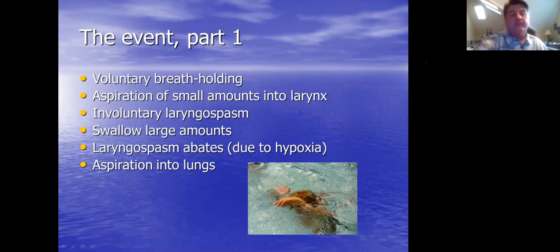What does the event look like? Well, first off, there's part one, which is voluntary breath holding. You get small amounts of aspiration of water into the larynx, and that causes laryngospasm. Sometimes it'll lead to a cough, or some people will actually cough and then swallow large amounts of water. Eventually, the laryngospasm will abate due to hypoxia, meaning you're not able to hold on any longer, and you aspirate that fluid into your lungs. Some people fall into the water and hold their breath, or they're in a boat and it capsizes and they can't get out, so they hold their breath. Eventually, they'll run out of air, the laryngospasm will abate, and aspiration will occur.